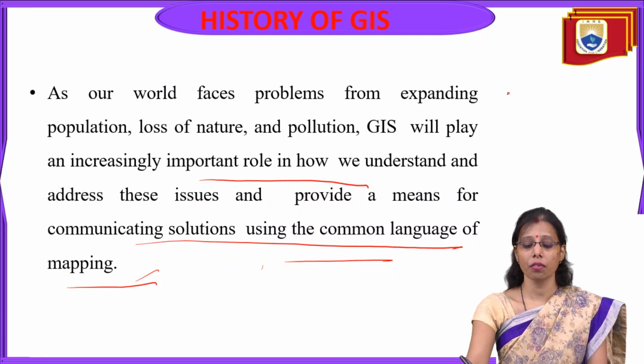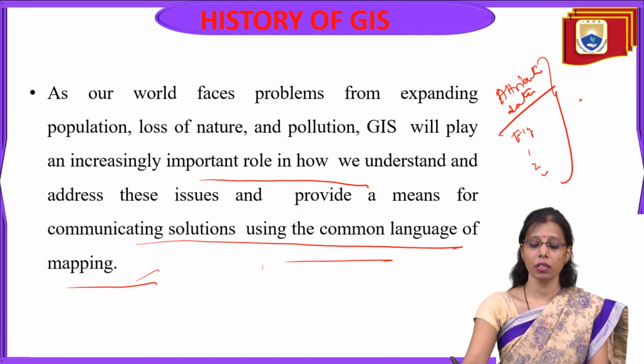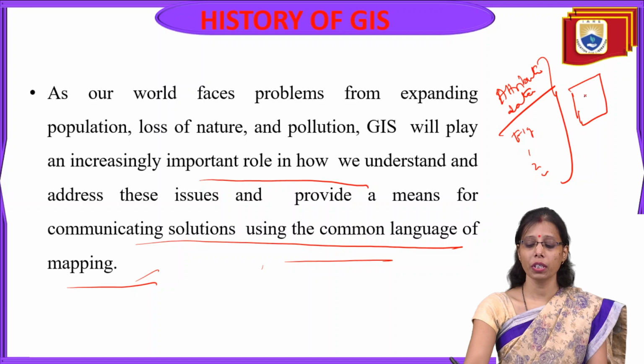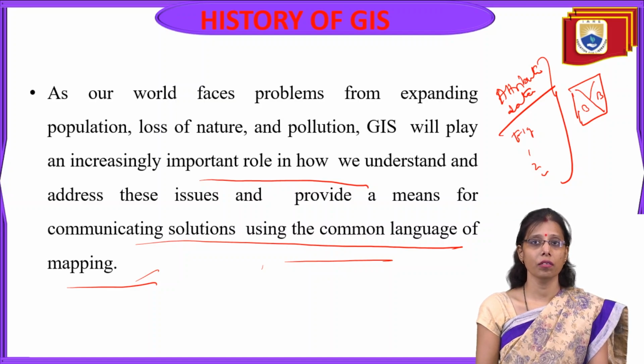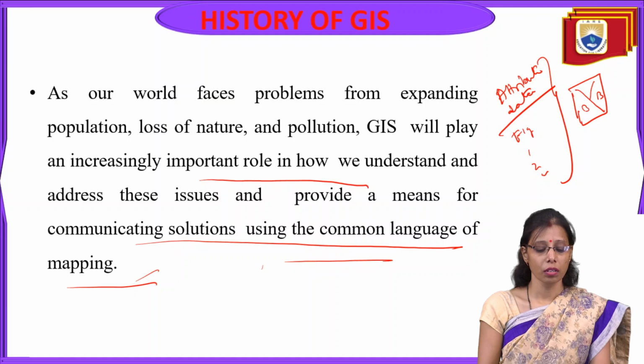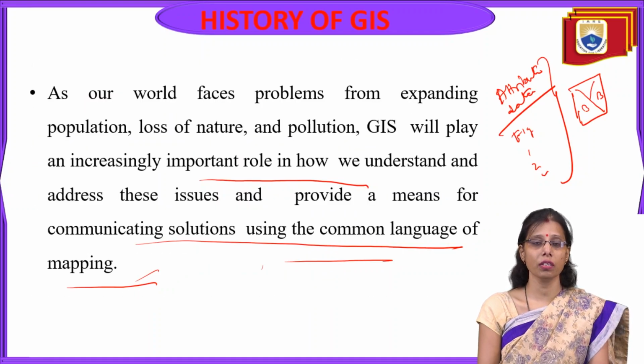So instead of giving attribute data in figures like 1, 2, 3 information, we are going to display the information in the form of a map. Like this, in the form of a map, it will be easier to understand and convey the information to others. So this will be helpful for the users and companies who are working on these issues.